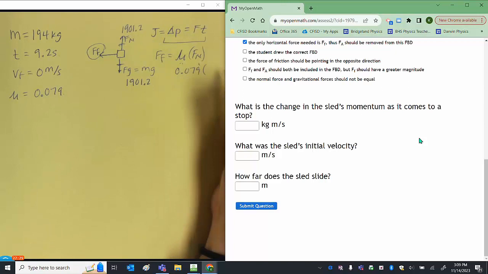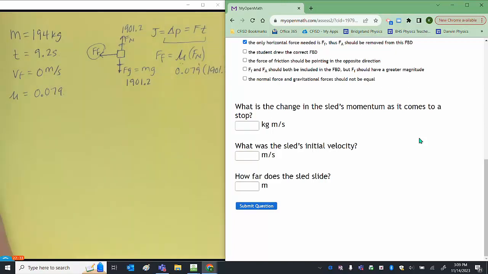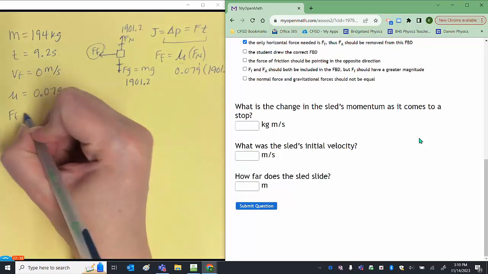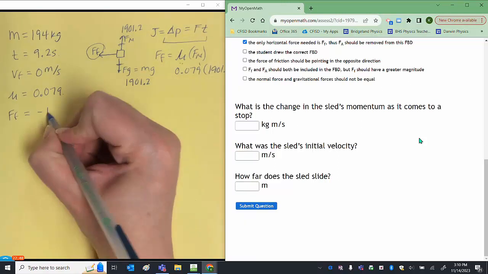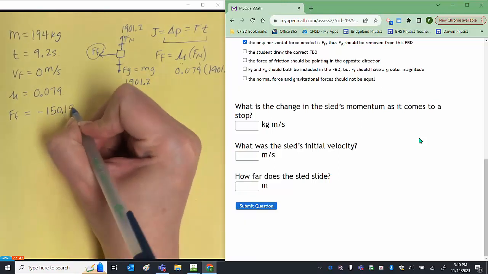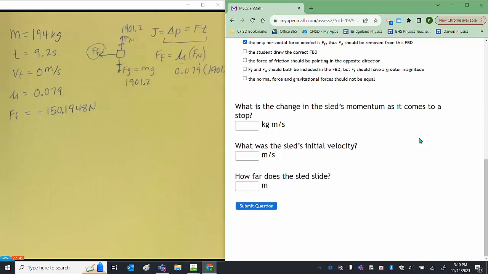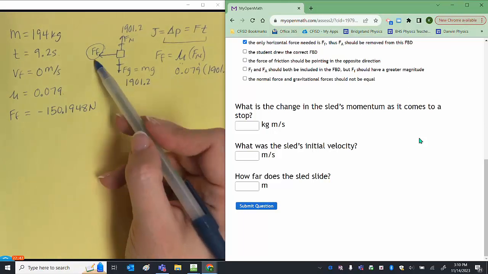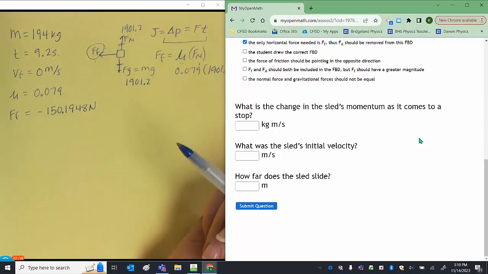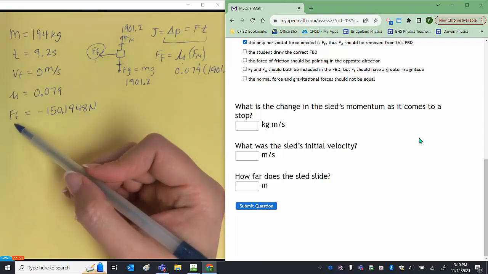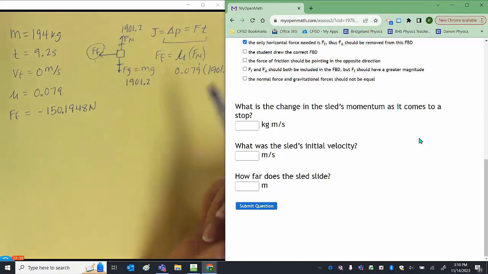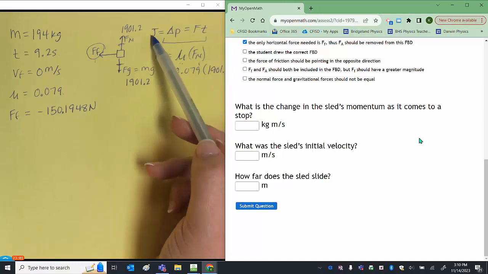Now I can multiply that by my coefficient of friction, so 0.079 times 1901.2, and that will give me my force of friction, Ff, which is equal to negative 150.1948 newtons. Okay, and I listed it as negative because I know it's going in this direction. So that will help me now to answer the question. This is not what the question asked. I need to tell what the change in momentum is. But again, change in momentum is equal to impulse, and impulse is equal to F times t.